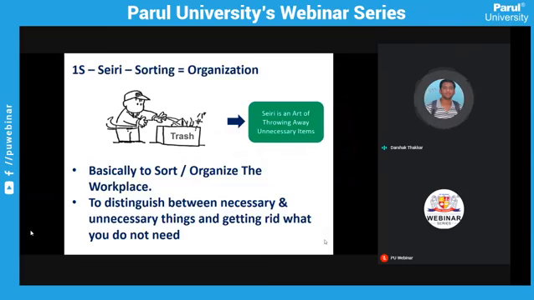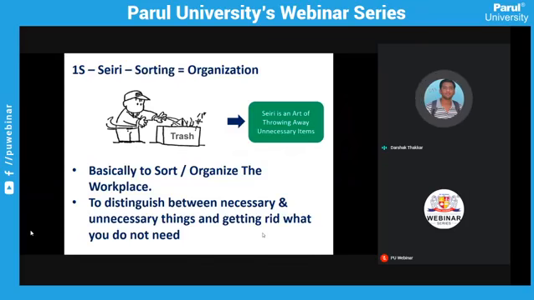So SERI basically means the art of throwing away unnecessary items, right? But we have to do smart work, right? Suppose some necessary things we consider unnecessary at this time and we throw them away, it is not right, right? So we have to do the sorting smartly, basically to sort or organize the workplace. One S means to distinguish between necessary and unnecessary things and get rid of what you don't want, right? So whatever you don't want, just throw away from your workplace.